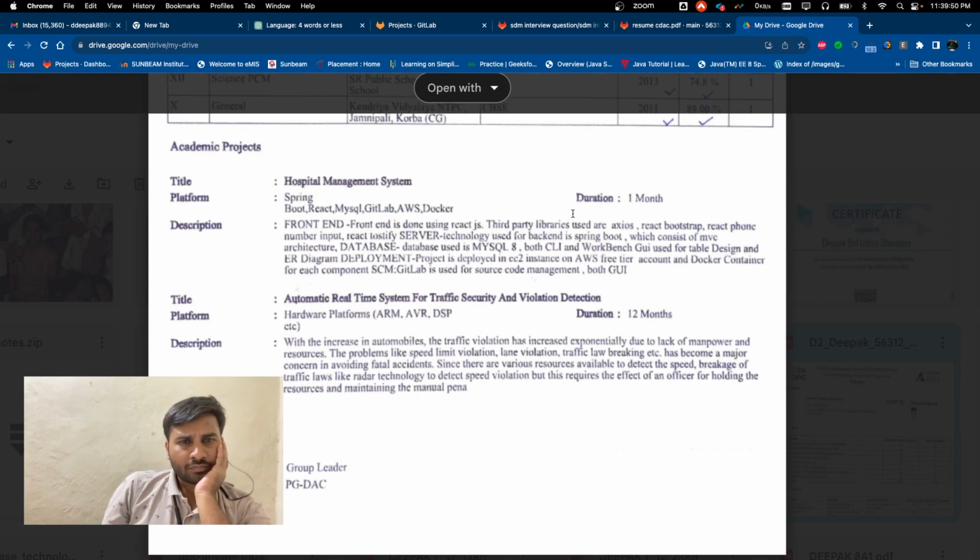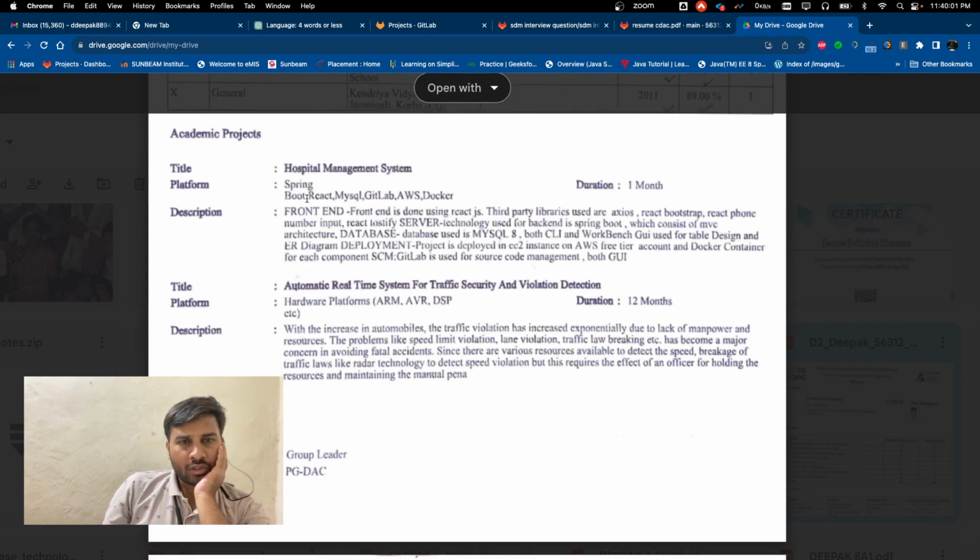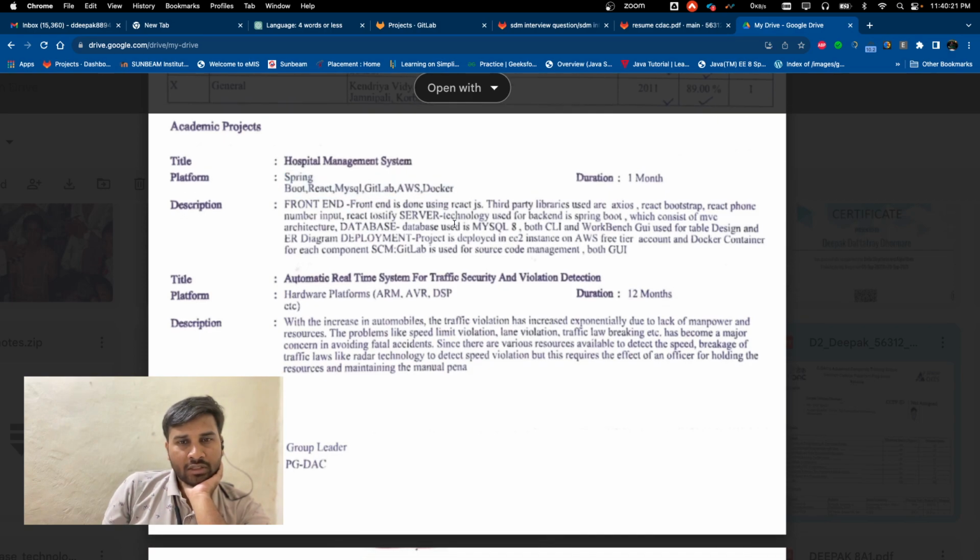So, academic project here, I had done this hospital management system. Platform was Spring Boot, React, MySQL, GitLab. I have used GitLab, AWS and Docker. So this is very important. Whenever you work on a project, mainly this resume will be present in front of the interviewer, so the interviewer will ask questions related to your resume.